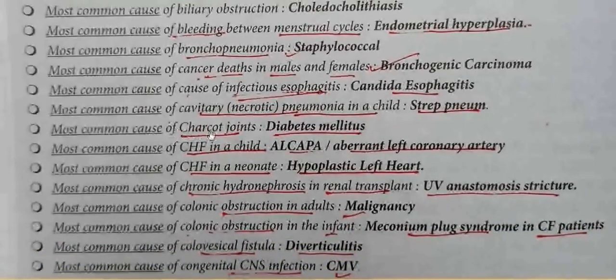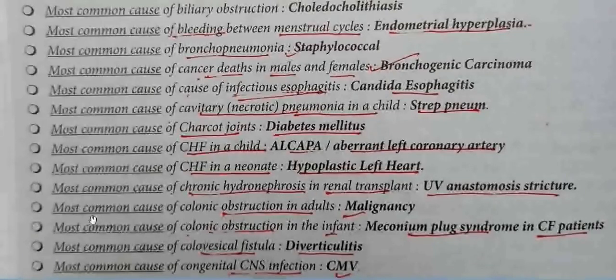The most common cause of Charcot joint is diabetes mellitus. The most common cause of CHF in a child is aberrant left coronary artery, and the most common cause of CHF in the neonate is hypoplastic left heart. Next one, the most common cause of chronic hydronephrosis in the renal transplant is a UV anastomosis stricture.